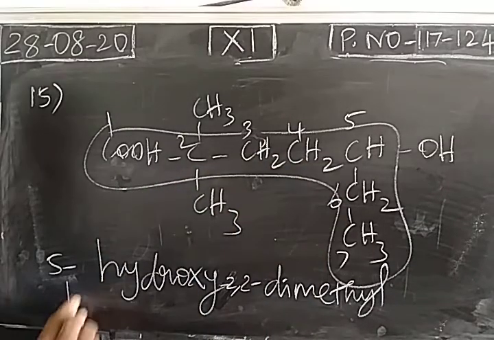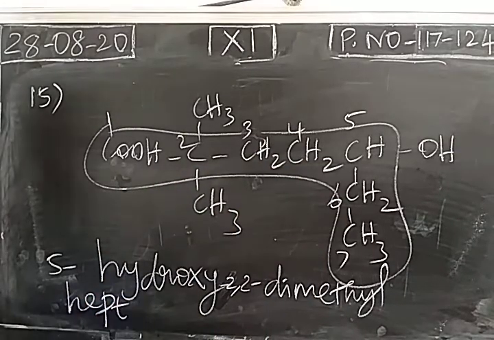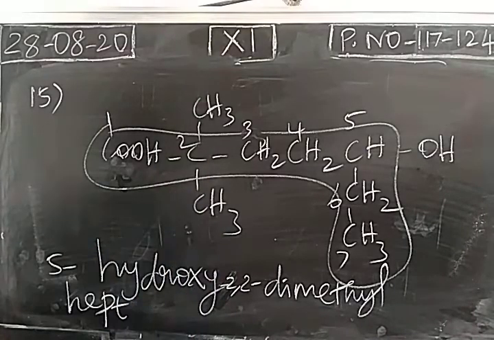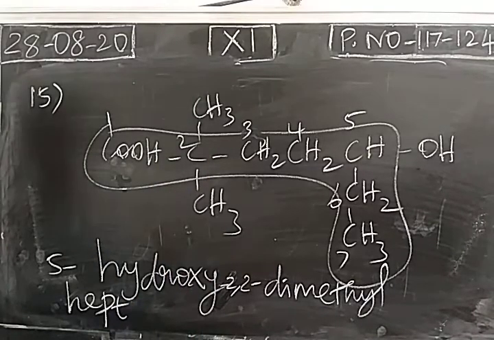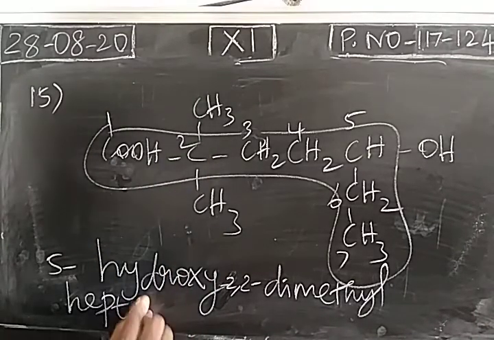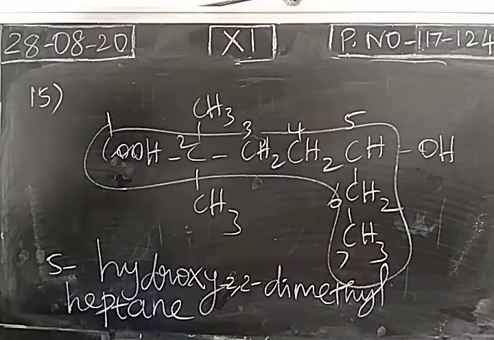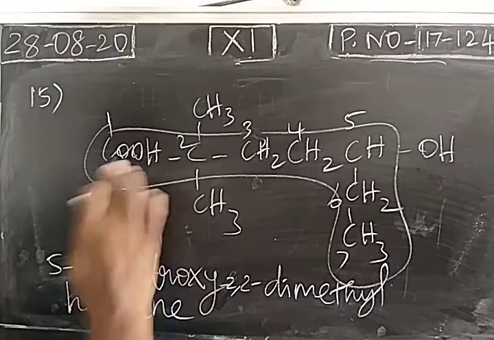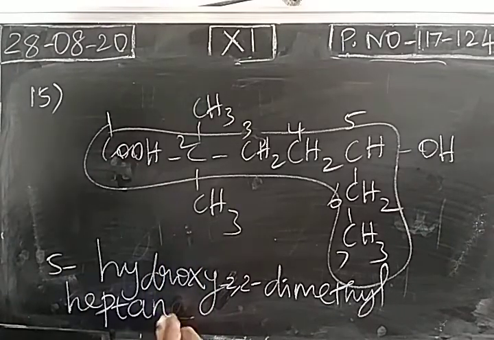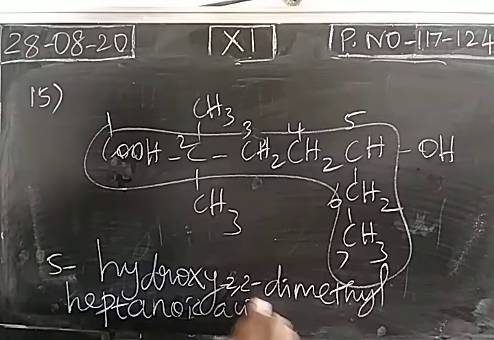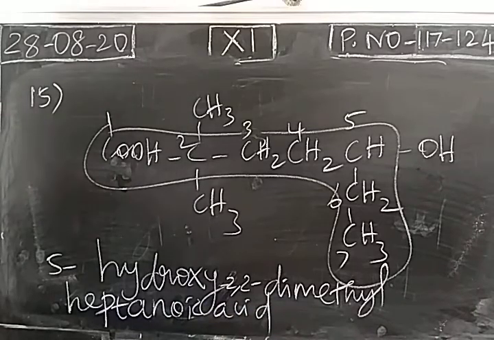7 carbon atoms, so root word hept, 7 carbon atoms in the longest chain. Root word hept, single bonds alone present, primary suffix ane, and the secondary suffix oic acid. So this will become heptanoic acid. Okay. So 5 hydroxy, 2, 2 dimethyl heptanoic acid.